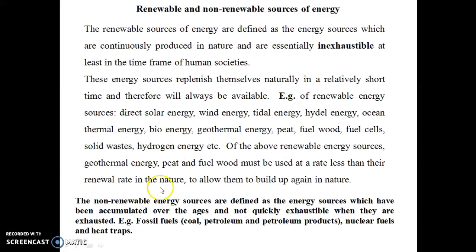And we have the non-renewable energy sources. The non-renewable energy sources are defined as energy sources that are accumulated over a period of time or over the ages and are not quickly replaced when they are exhausted. Best examples: fossil fuels, coal, petroleum and petroleum products, nuclear fuels, and heat traps. These all come under non-renewable energy sources.